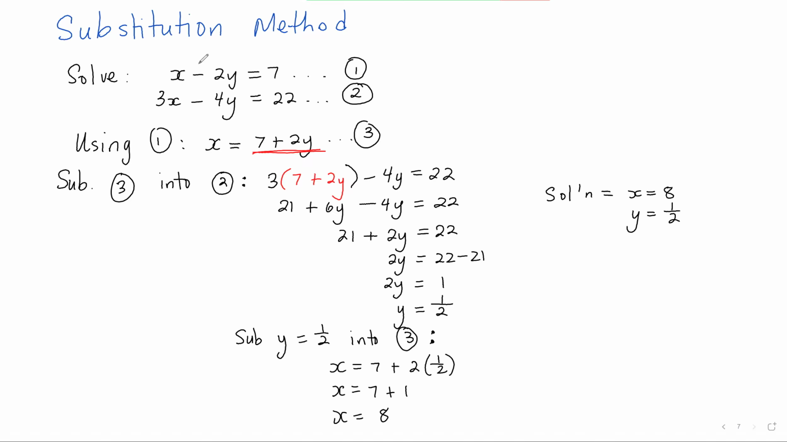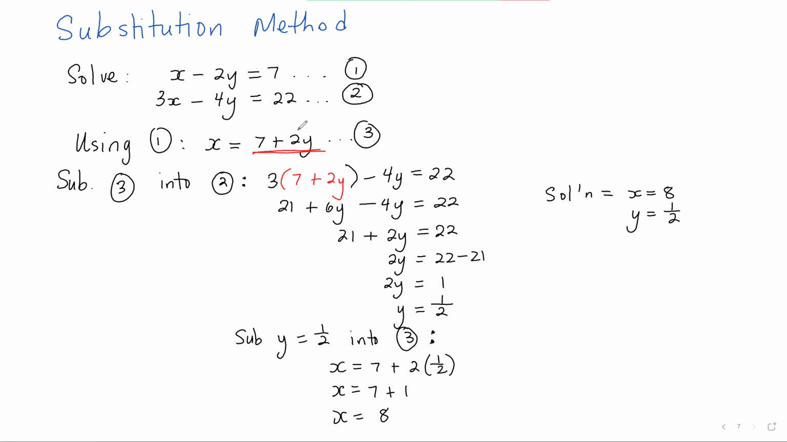So I need to move minus 2y to the right-hand side. And when you move a term that is minus on one side to the other side of the equation, it will now be plus. So instead of minus 2y, it will now be plus 2y. So I have this new equation, x is equal to 7 plus 2y.